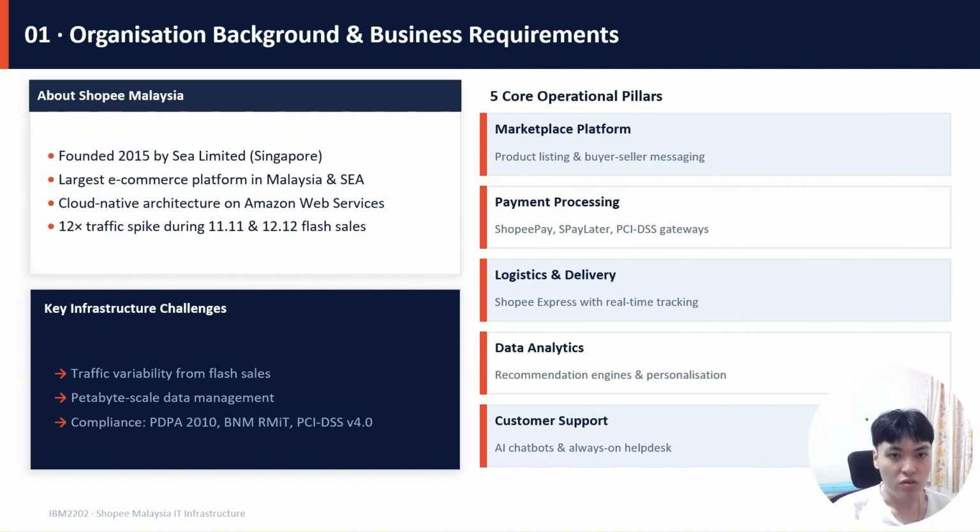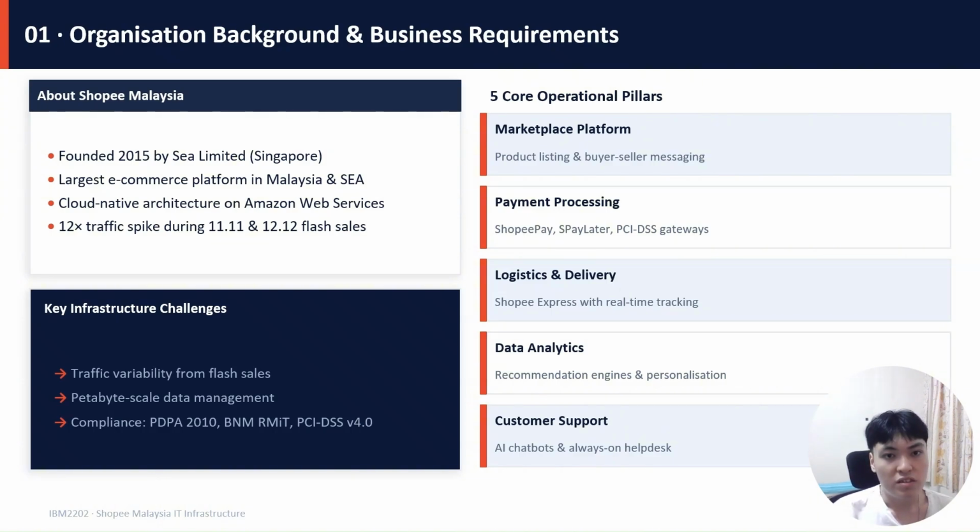In this part, I will talk about the background of Shopee. Shopee is Southeast Asia's leading e-commerce platform, launched in 2015 by Singapore-based Sea Limited. In Malaysia, it ranks as the most downloaded shopping app. What makes Shopee technically interesting is its cloud-native architecture on Amazon Web Services. It can elastically scale up to 12 times normal traffic during flash sale events like November 11 and December 12.